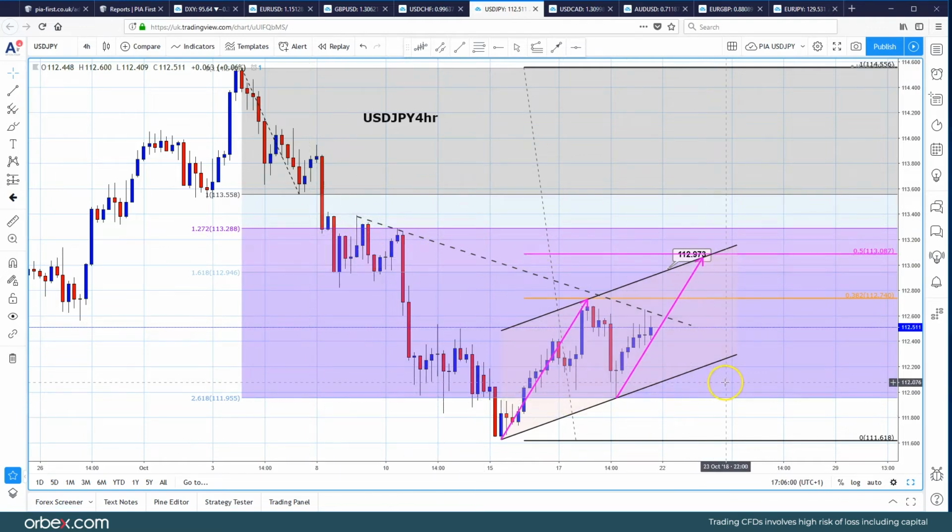A break of trendline support, which comes in around 112.07, and the correction is completed. We can expect a stronger move to the downside.